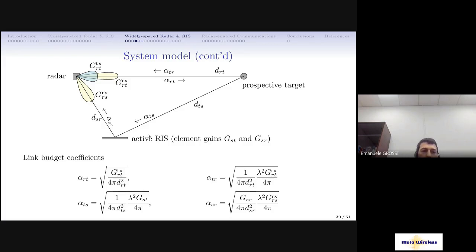Finally, as to the RIS, the element gains are denoted as GST and GSR. So S stands for the surface, T is for the gain towards the target, and R for the gain of each element of the RIS towards the radar. So with this notation, and assuming reciprocity for all the links, we have that the link budget coefficients take this form here.